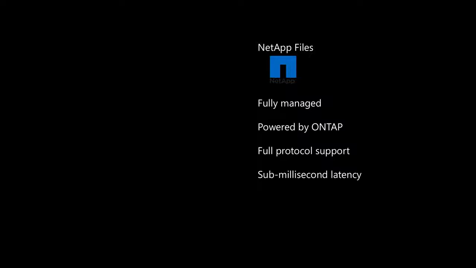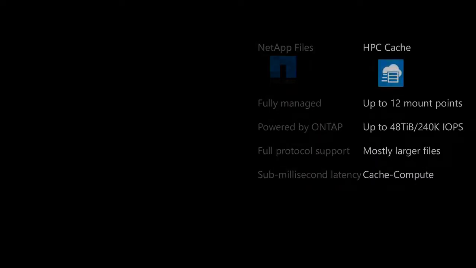I'll also add that the latency for Azure NetApp Files is quite low in our data centers. So we've done a lot of work to make sure that the latency is low from the compute resources that access it and is in the sub-millisecond range.